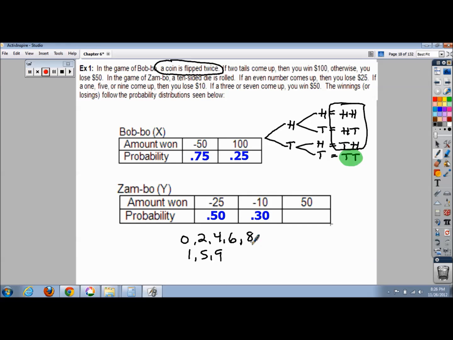If a 3 or 7 come up, then we're going to win. This is what we want to see. We're going to win our 50 bucks, so there's 2 numbers out of 10, so 20%. So there's our 2 probability distributions for the game of Babo that we're going to refer to as the random variable X, and Zambo that we will refer to as our random variable Y.